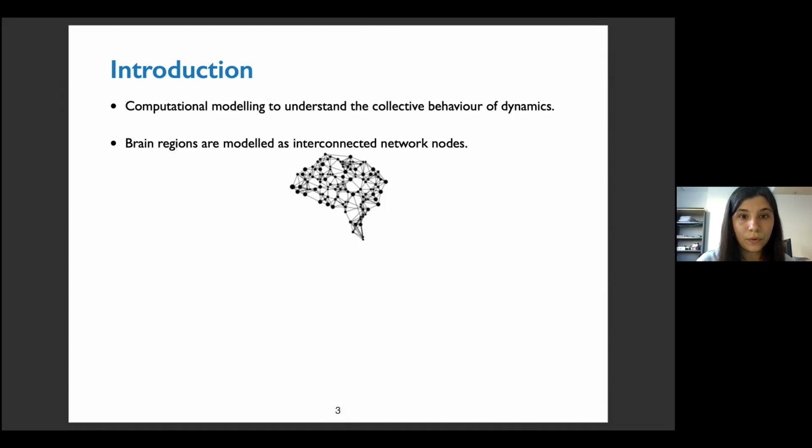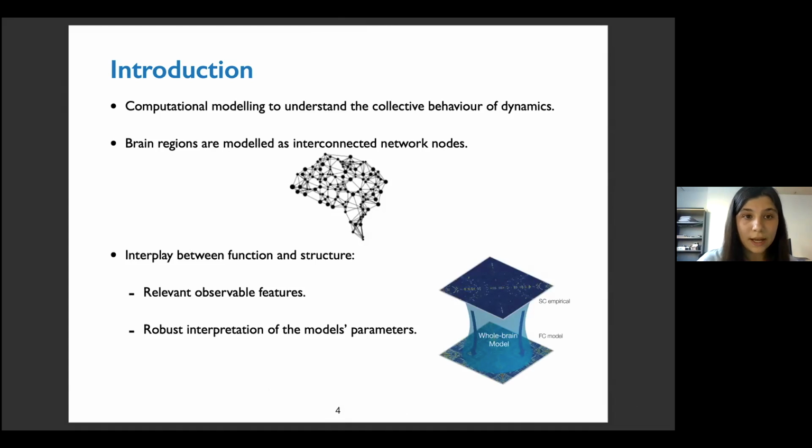Furthermore, these computational models allow us to study the non-trivial interplay between function and structure. For that, as I said before, we can extract information about the relevant observable features that we can see in the combination of function and structure, and also get an interpretation of the model parameters that can be related, for example, to biological aspects of the brain signals and brain structure.